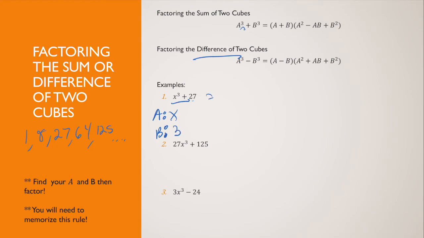So I could rewrite this just by filling in my a's and b's. I get to rewrite this as a plus b, which is x plus 3, times x squared minus 3x plus b squared, which is 3 squared, which is 9.